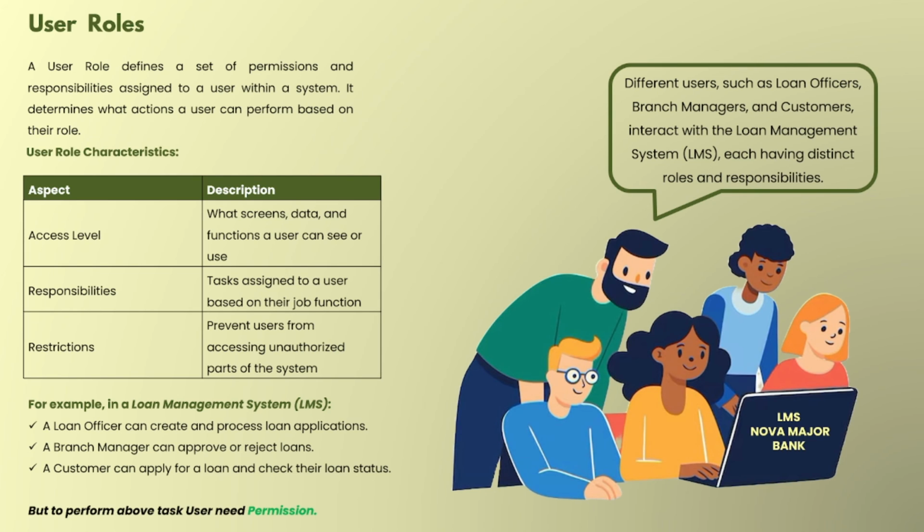Then a customer can apply for a loan and check their loan status. This is again very reasonable, but the customer who applies for a loan should not have the ability to approve the loan by themselves. So this power goes to the manager. User role defines the power of any user, as simply as I can tell you. And to perform a task, a user needs certain permissions. So that's why we are going to see what user permissions are.